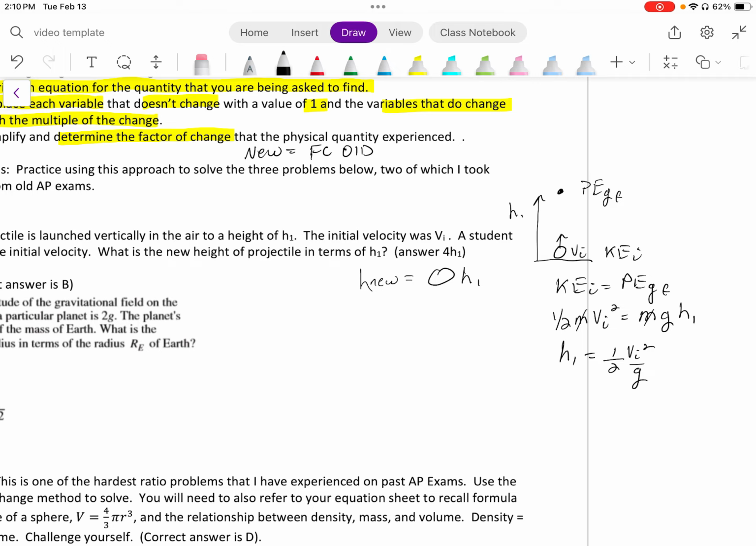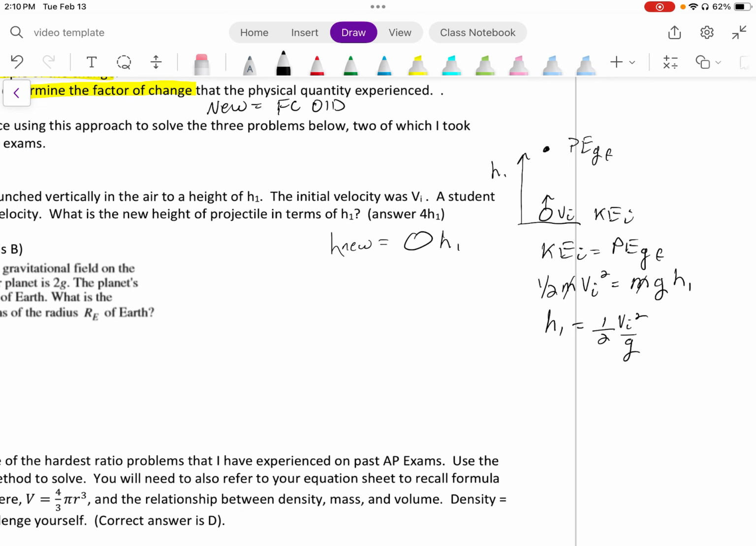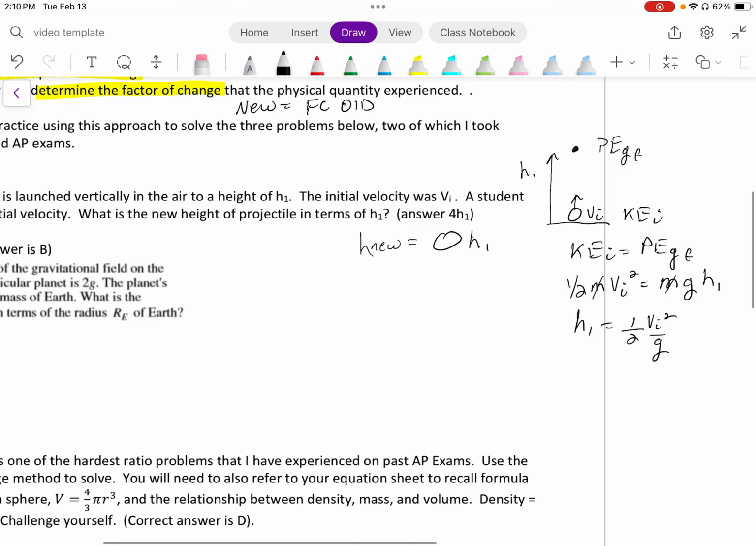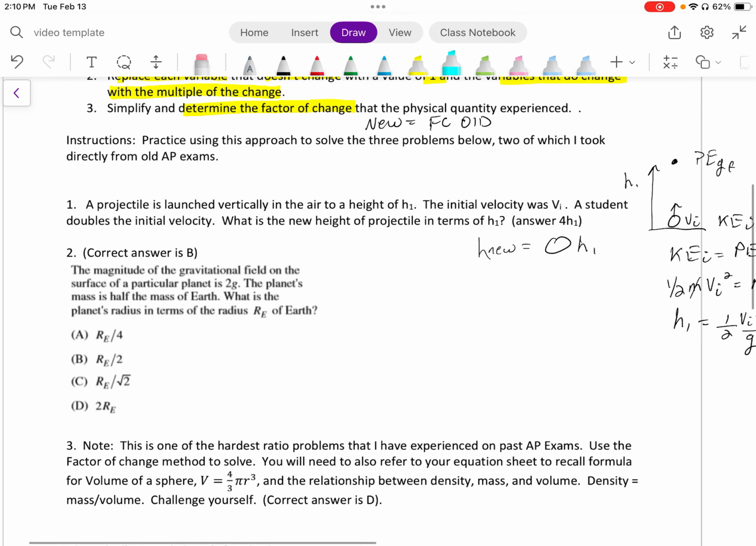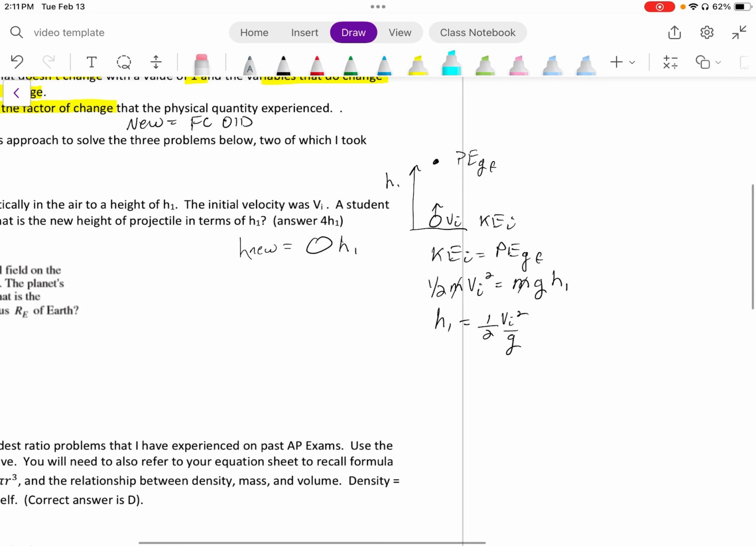That was the first step. So we have an equation relating the item that we're looking for and whatever physics principle is involved. And then we're going to look and see what happened. Well, what did we do? We doubled the initial velocity. So we're going to calculate a factor of change, and we're going to focus on this equation, and look at each variable in that equation for height and ask ourselves, did it change and by how much?